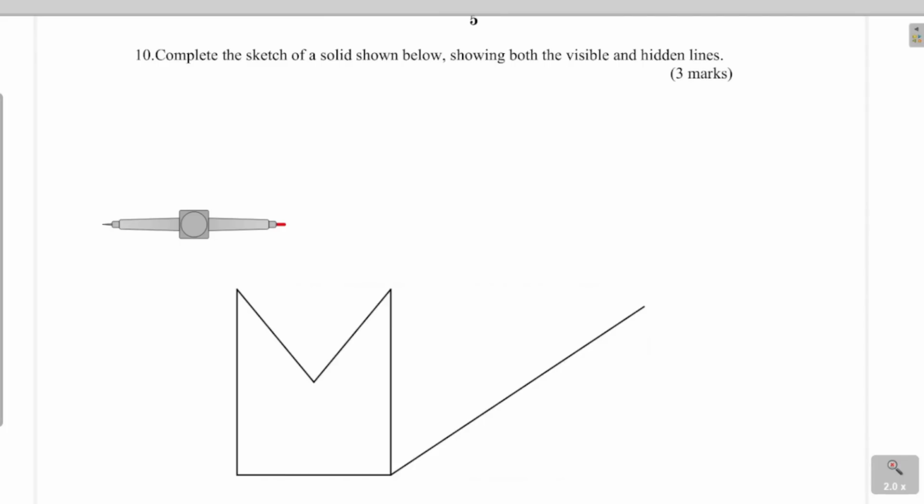Complete the sketch of a solid below, showing both the visible and the hidden lines. So I'll use a pair of compass to do this. The first thing, we want to get this length. We want to get the length that will be here. So we take this measurement with a pair of compass.